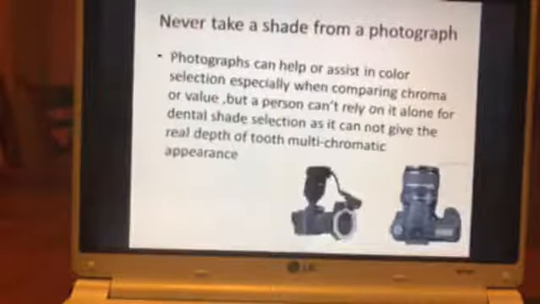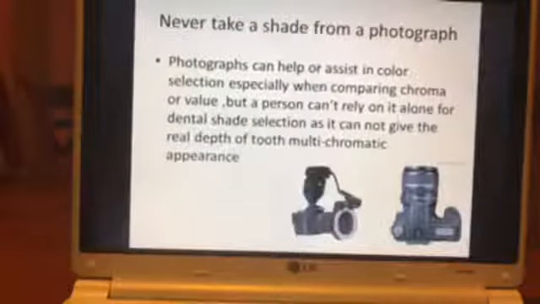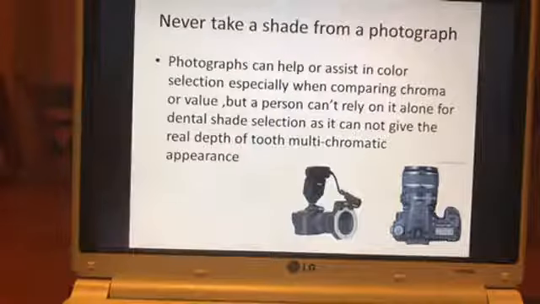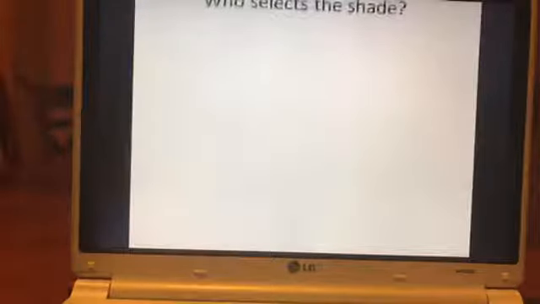Here, never take the shade from a photo. Take the characteristics from the photo, take the value from the photo, take the opalescence and the incisal halo from the photo, but do not look at the photo and say, I think this is A3, I think this is A2. No. The photo is only something to help you. You have to rely on your naked eyes to select the shade.